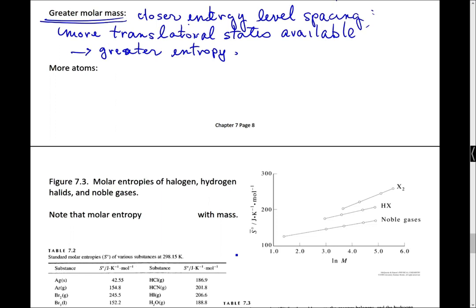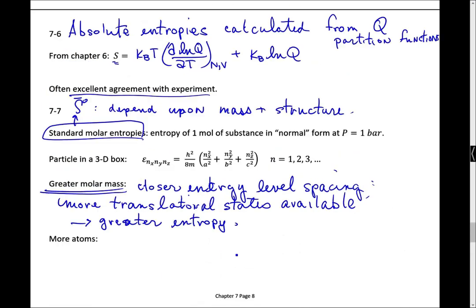All right, so the other thing that we need to think about is if we have more atoms in our molecule, right? So now we're not looking at mass, we're looking at the number of atoms. And what we've seen is that if I have 1 atom, I don't have any vibrational modes available. If I have 2 atoms, I have 1. If I have 3 atoms, I have 3N minus 5 or 3N minus 6, depending on the shape of the molecule, right? So the more atoms I have, the more vibrational levels that I have available.